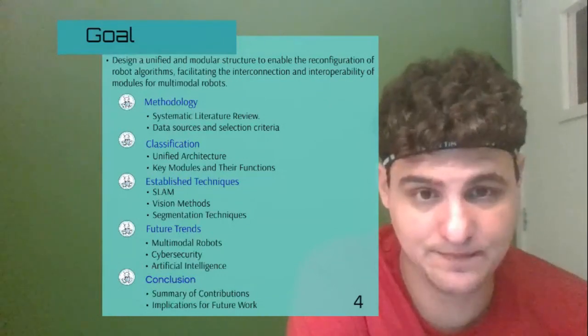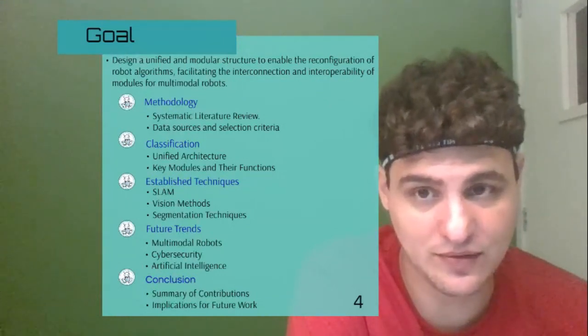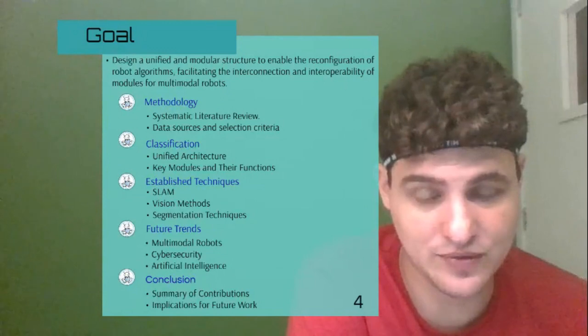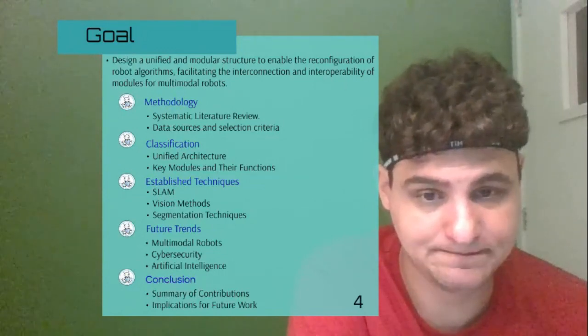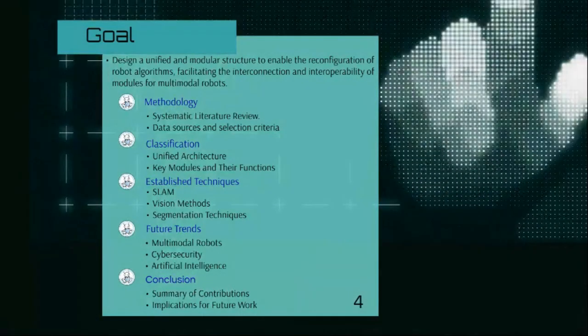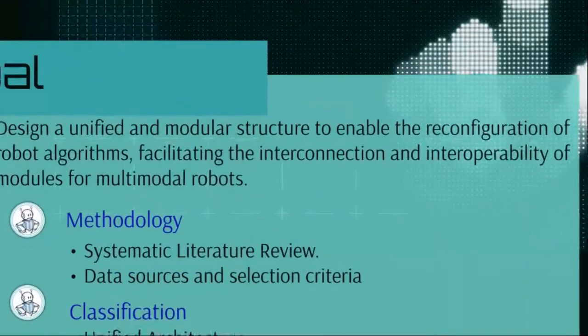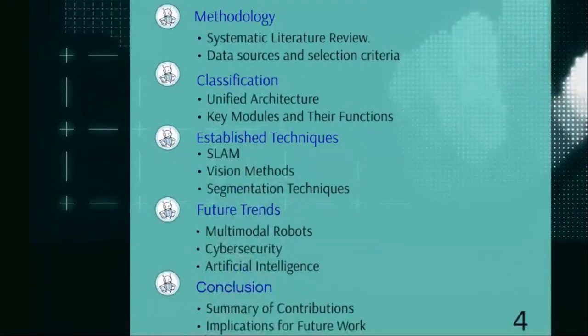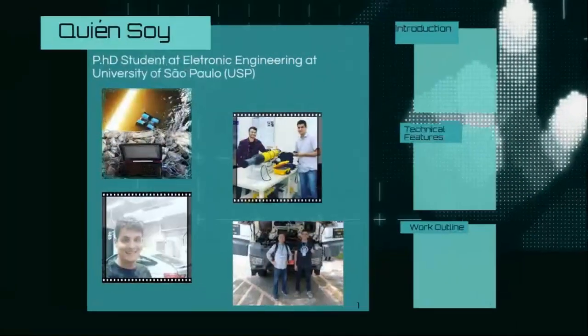And here is the outline of how we are going to reach the goal. So we have methodology, classification, established techniques demonstration, future trends of robotics, and that's why we have done this work, and the conclusion and discussion.